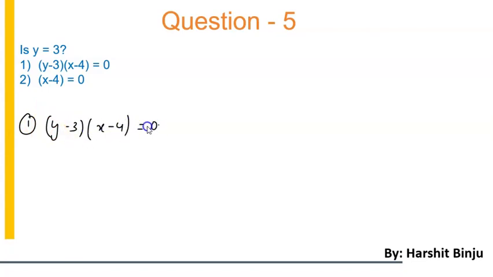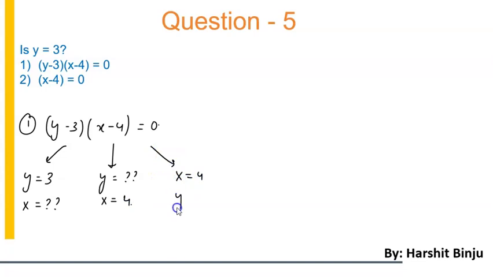Now if y minus 3 into x minus 4 is 0, there are three conclusions that you can draw. Y is 3, we do not know anything about x, or x can be anything, doesn't matter. Second is y can be anything, we do not know about y, but x is equal to 4. And third is x is equal to 4 and y is also equal to 3, because 0 into 0 will effectively give us 0. Right? There are three conclusions to this.